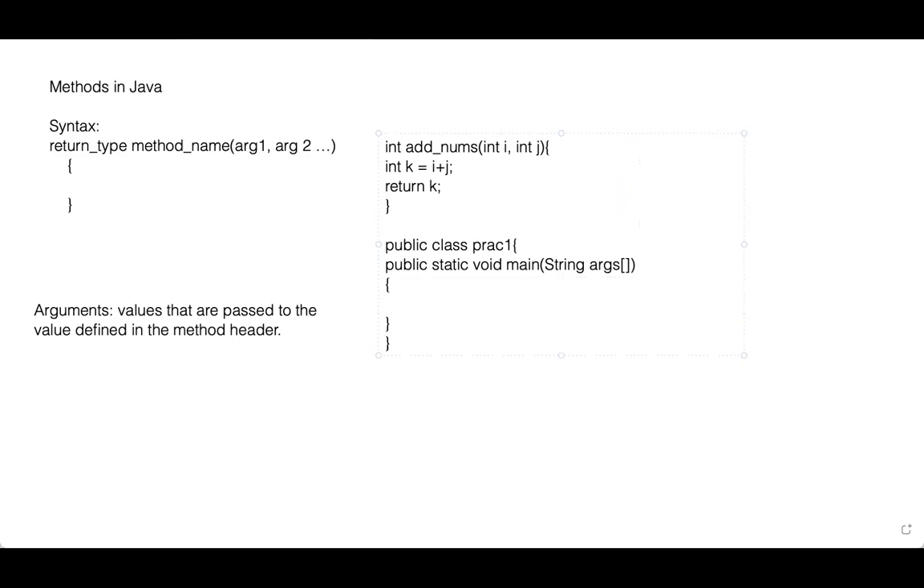So here, if we want to implement this, we need to input two values, right? First, we're going to create an object. So pract1 obj equals new pract1, right? And we're going to use this object to call add_nums. The two numbers that we input to add would be the two arguments, right? So this is an example of an argument.